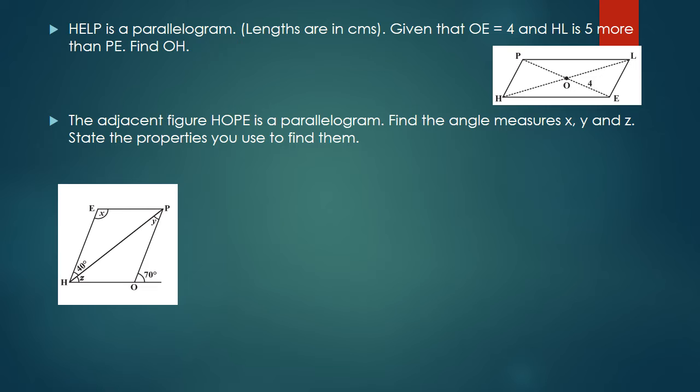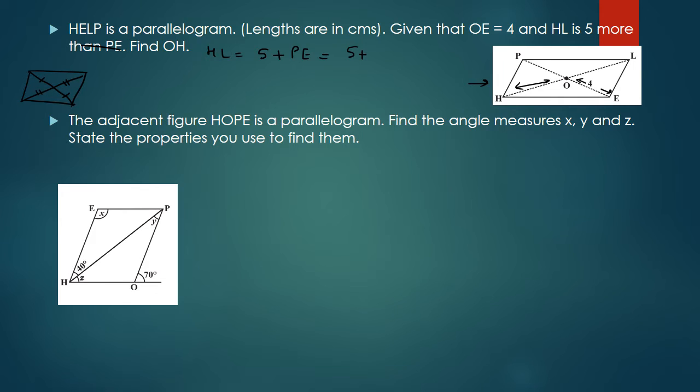Now moving on to the next question. Help is a parallelogram. Here it is given. Lengths are in centimeters. We are given OE, it is 4. HL is 5 more than P. And what is P? P we don't know. But we have to find out OH, this one. Now if it is a parallelogram and the parts of diagonals are given. Do you remember I told you that parallelogram diagonals bisect each other? Bisect means this part will be equal to this and this will be equal to this.